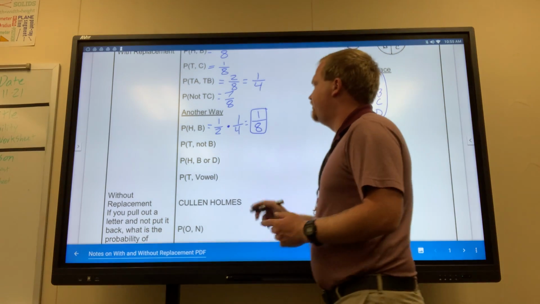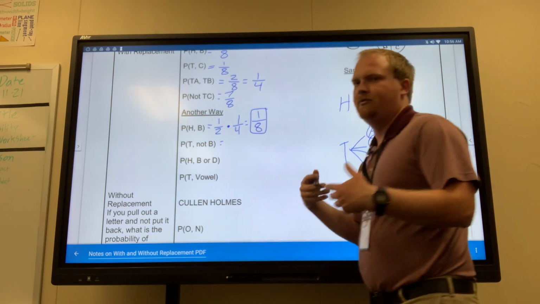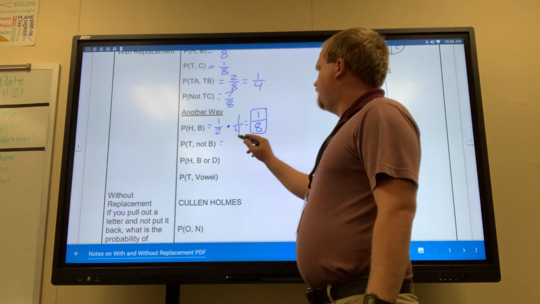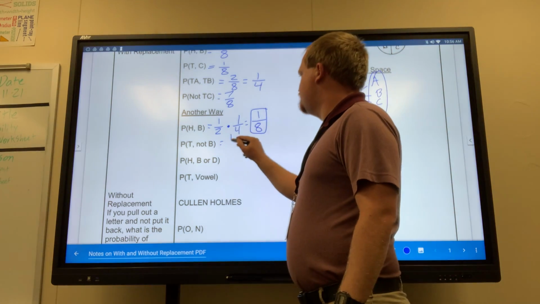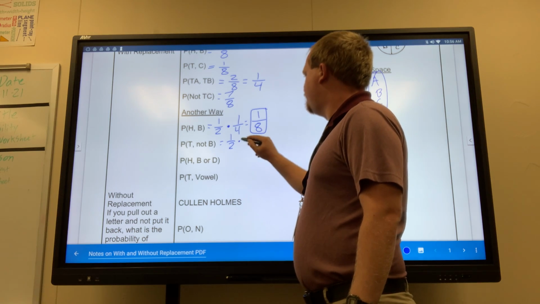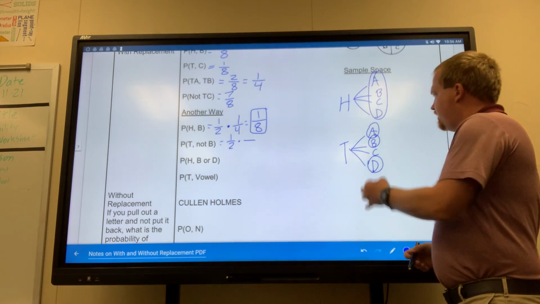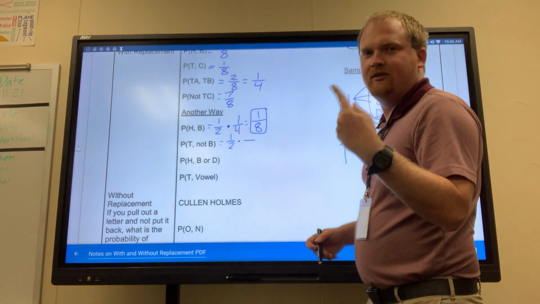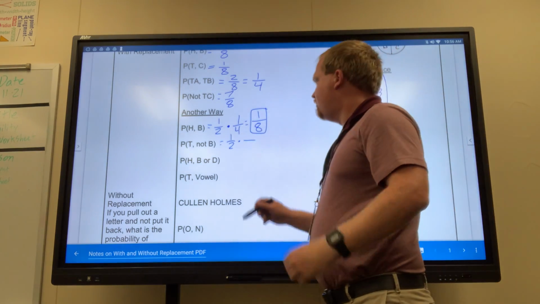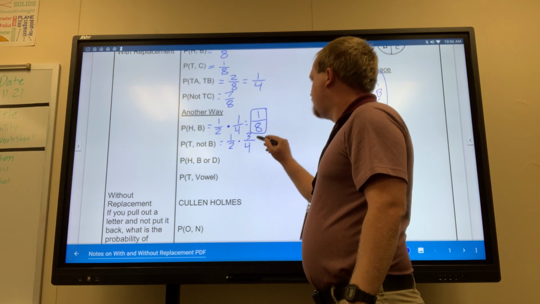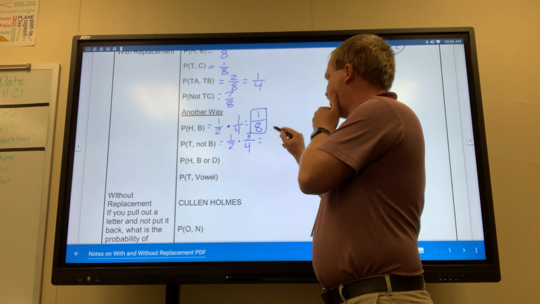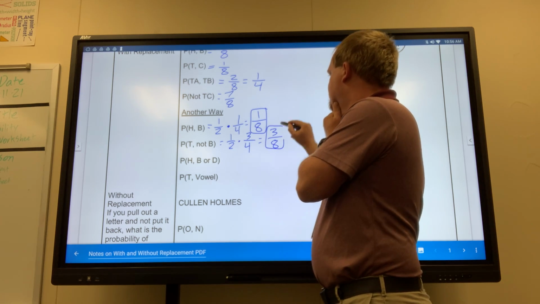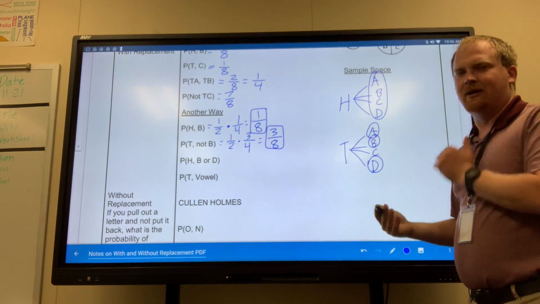Now what about getting a tails, but not a B? What's the probability of that? Well, remember, tails is 1 out of 2, and to not get a B, there's 3 possible outcomes, because there's A, C, and D without getting a B. So top times top, which is 3, bottom times bottom, which is 8. So 3/8 will be that probability.